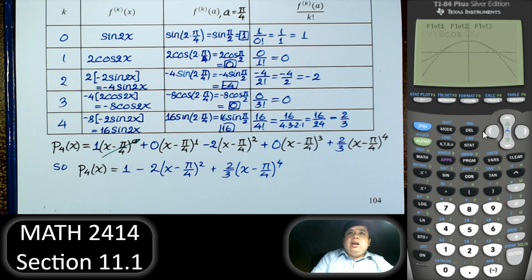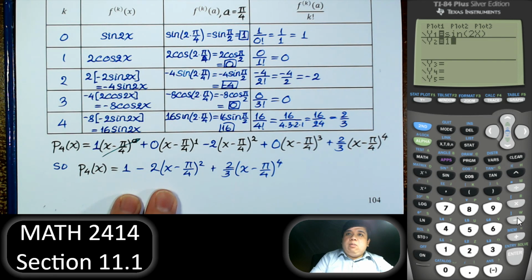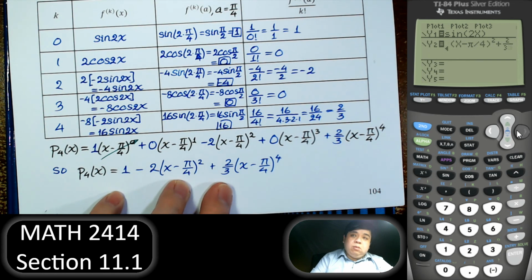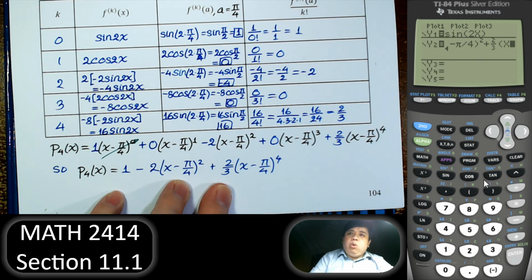Right, we can even graph it and see how good the approximation is. 1 minus 2 times x minus pi over 4 squared, plus 2/3. I don't have to do this every time, but I just want you to see what it looks like.